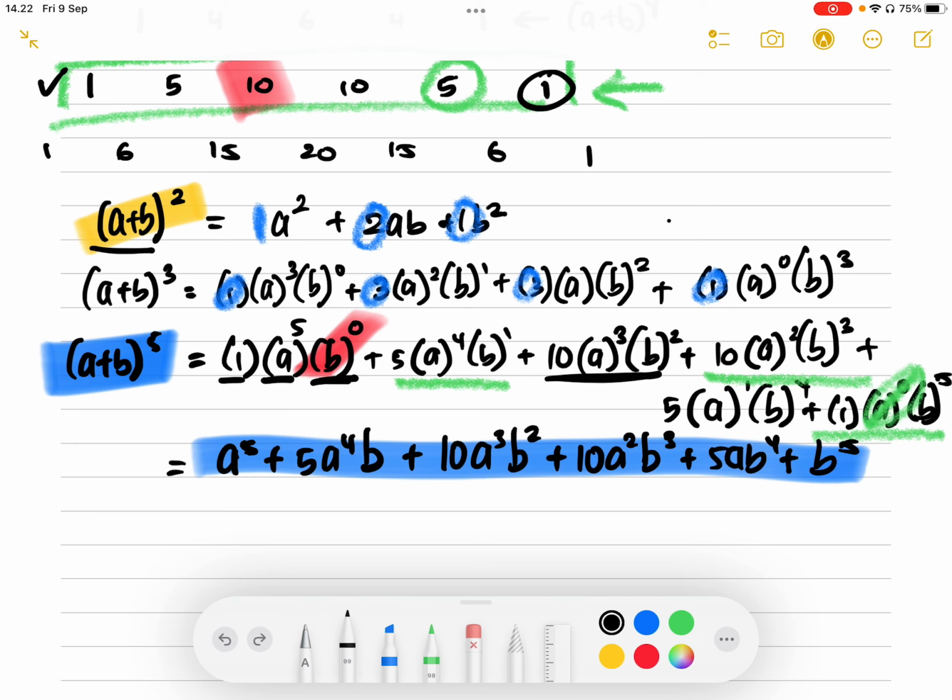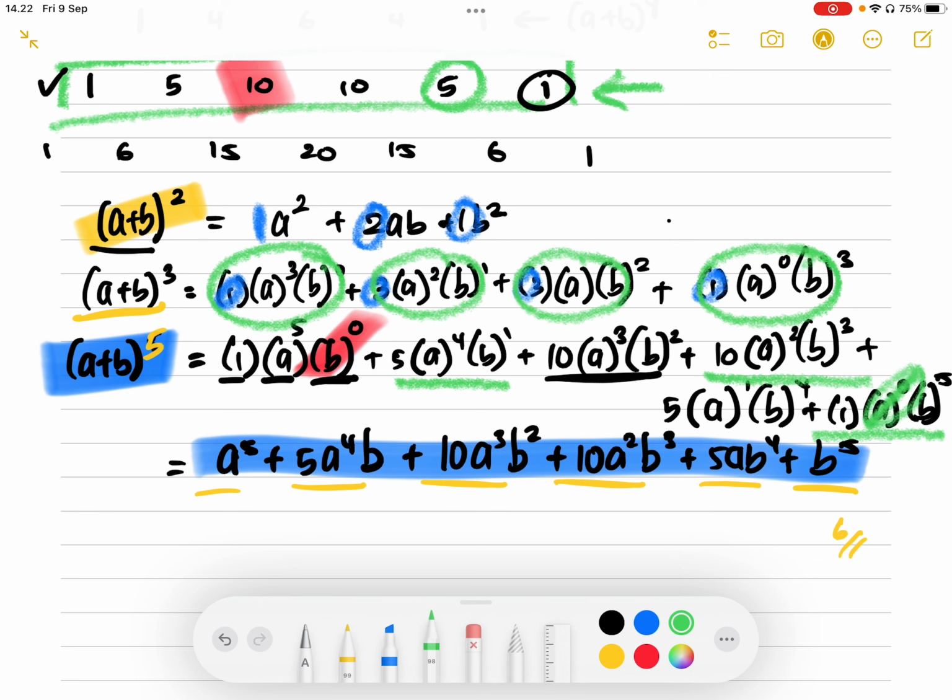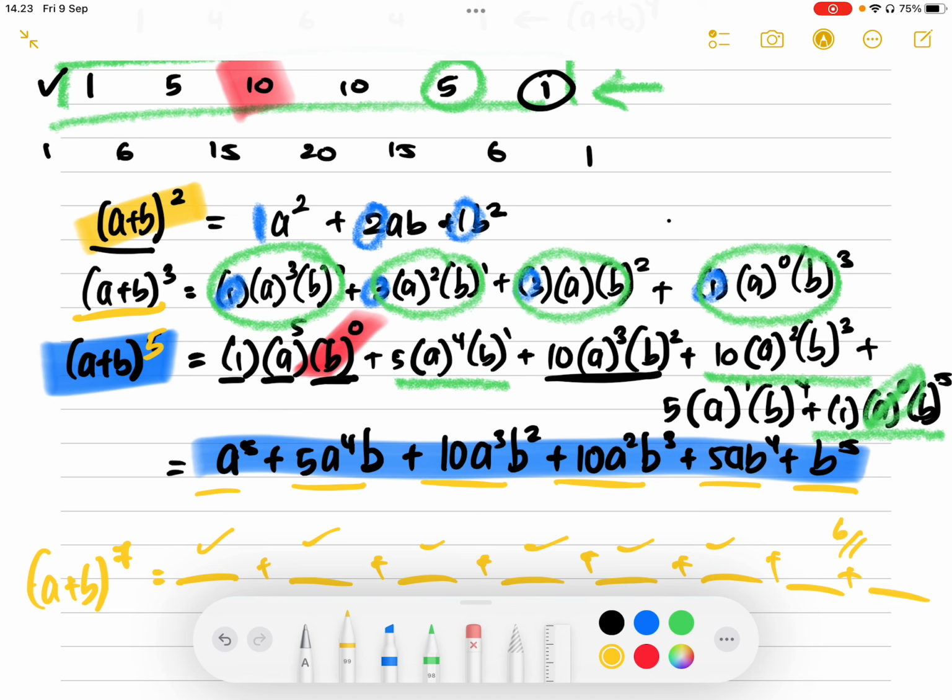Now, another thing to remember is if this one is the power of 5, there are 1, 2, 3, 4, 5, 6. There are 6 members in total. If this one is the power of 3, there are how many members in total? Let's count together. 1, 2, 3, 4. So if something is to the power of, for example, 7, then you will expect how many? 8. There are 8 members of that. When you expand it, there will be 8 of them. 1, 2, 3, 4, 5, 6, 7, and 8.